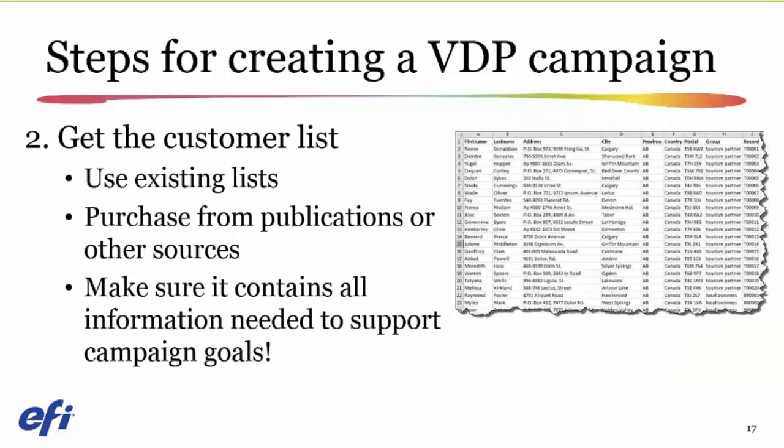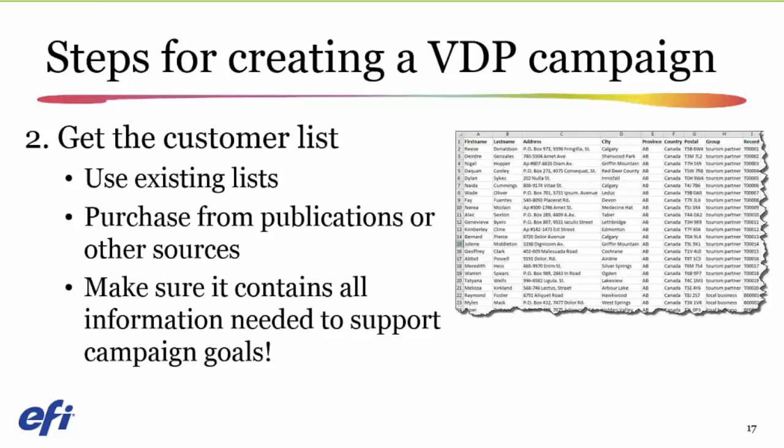So once you've got your goal and your messages nailed down, then the next step is getting your customer list. This is the most important element of any VDP campaign. An accurate customer list is essential to successful campaigns, and this can be as simple as an Excel file. If you don't have a list already from your customer, there's lots of options to purchase one.